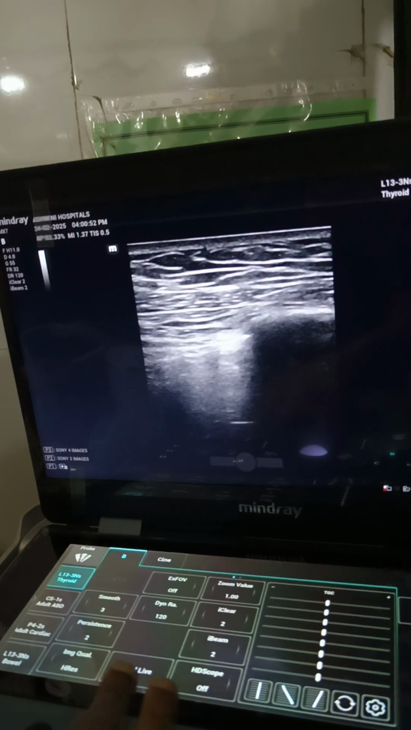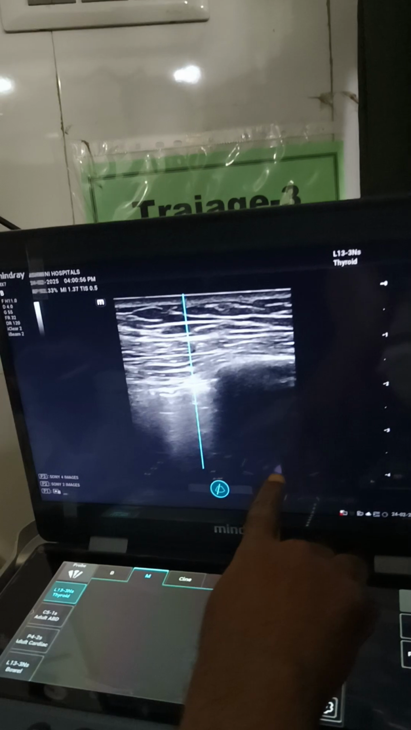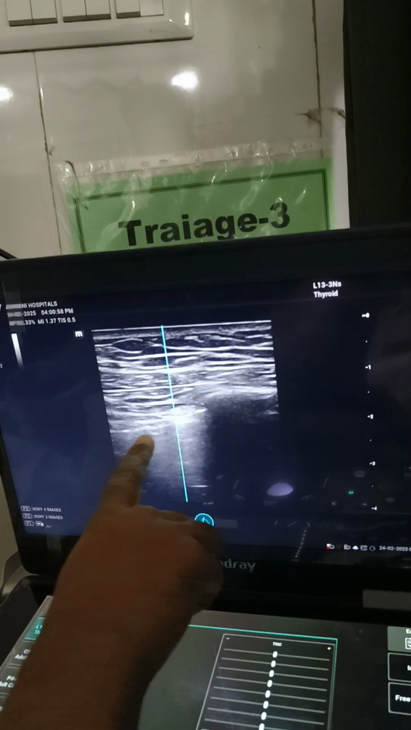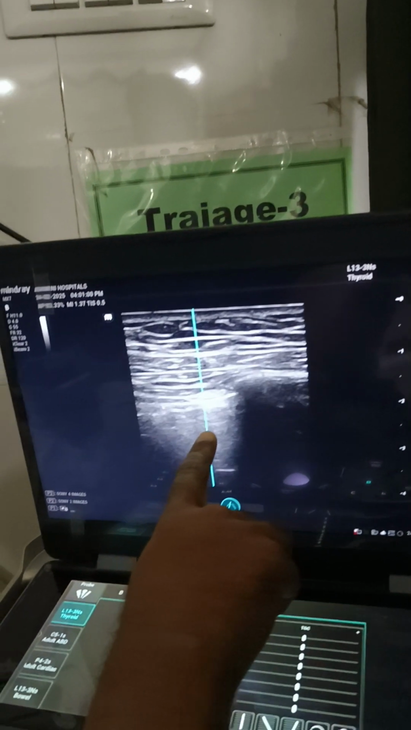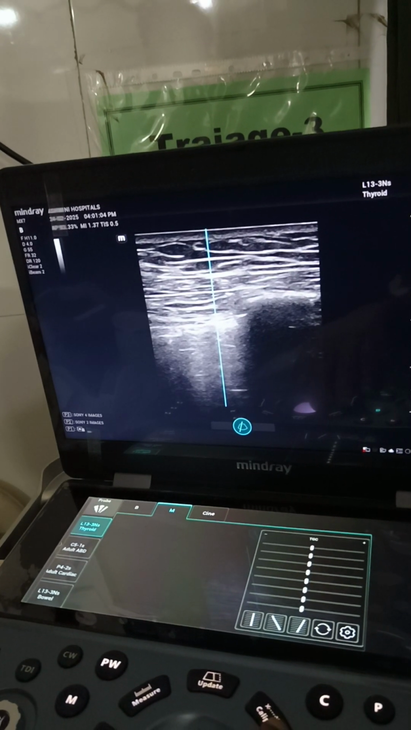Now I am placing M mode through this intercostal space. This is the shadow behind the rib. This is the intercostal space. Here we don't appreciate that sliding of pleura. Pleural sliding sign is absent.